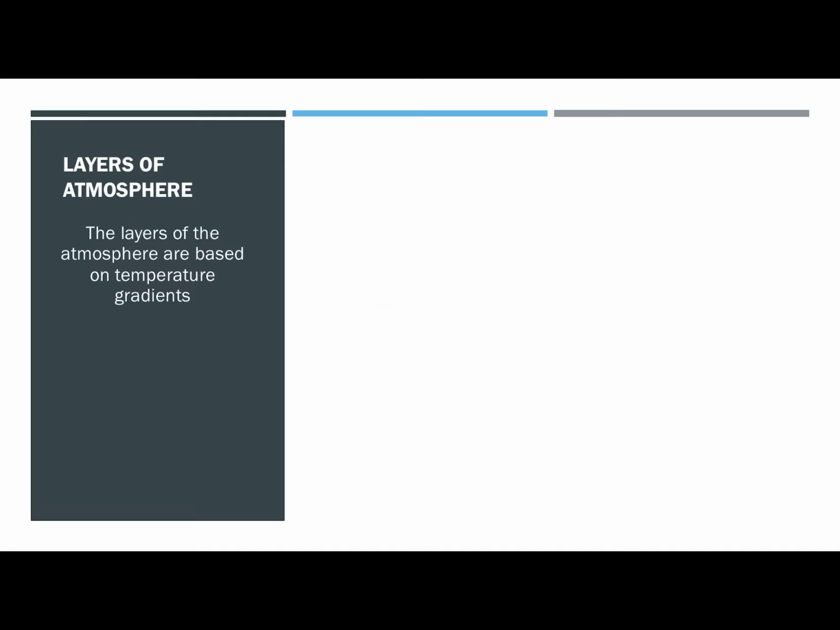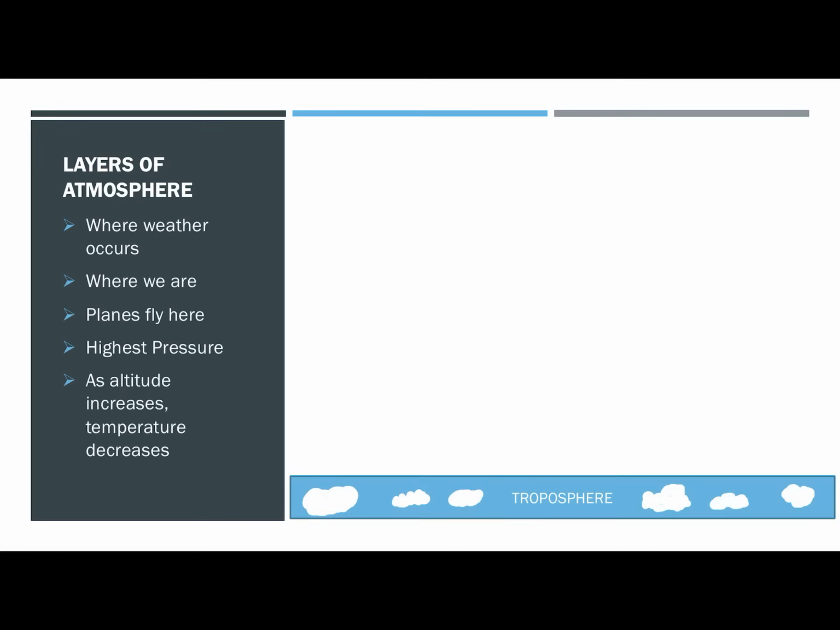The layers of the atmosphere are based on temperature gradients, so changes in the temperature with altitude. Let's start with the closest one, where we find ourselves, the troposphere. Earth is right here. We notice that there are little clouds here because this is where our weather occurs, where planes are flying. This is where we are, and this one has the highest pressure, because it has all the other layers above it. So we find here that as the altitude increases, our temperature is decreasing.